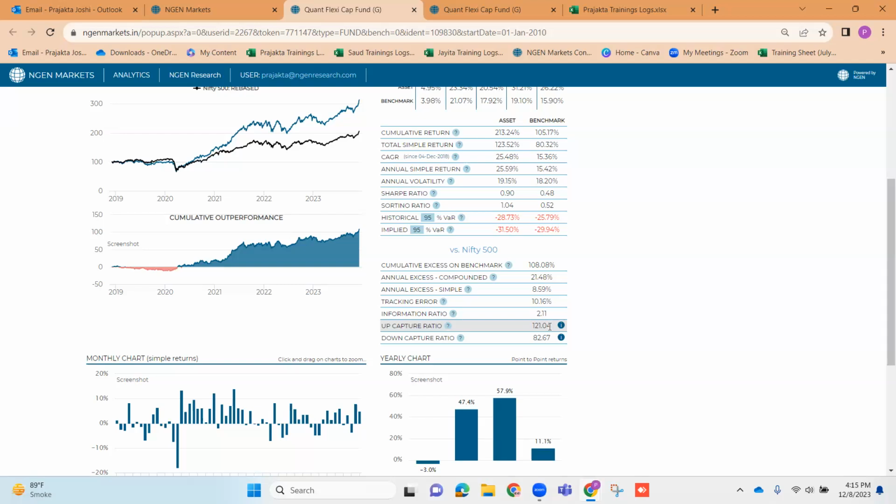And that is why we say that the higher the up capture ratio, how much higher? Higher than 100, the better it is for the fund's performance when the benchmark is in a bull run. And that is exactly what we can see in this up capture ratio, which is more than 100.